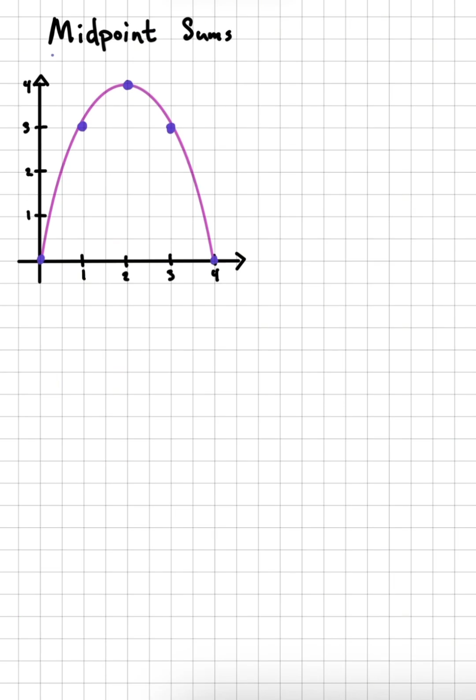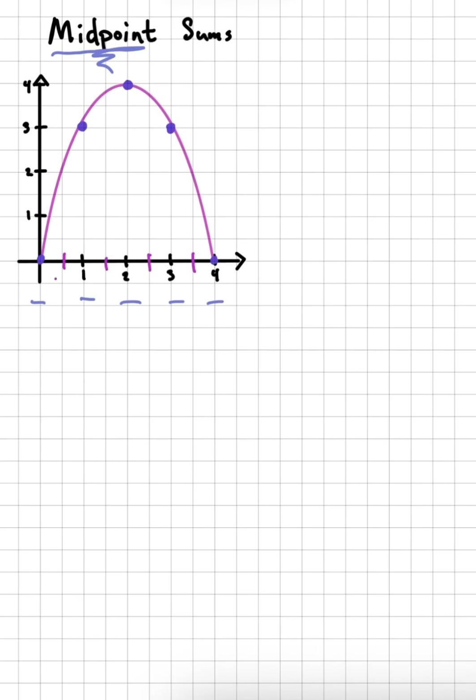As I'm sure you saw, as we were doing the left and right-hand sums, a lot of the rectangles had area inside and outside of the curve, which can make the approximation a little bit off. But the way to counter that is to do a midpoint sum. So the difference between a midpoint sum and a left or right-hand sum is instead of using these values, we're going to find the in-between values.